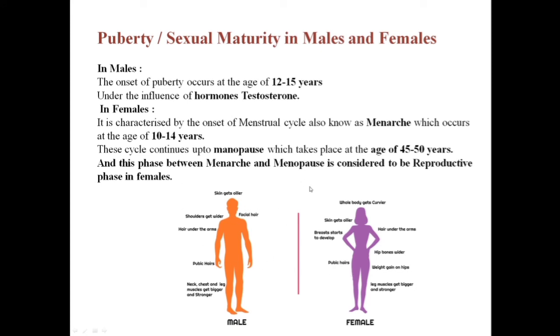So this was all about puberty, and earlier we studied the female reproductive system. In the next part, we will be starting with the menstrual cycle, and we will be studying the different menstrual phases that the female goes through, followed by gametogenesis.